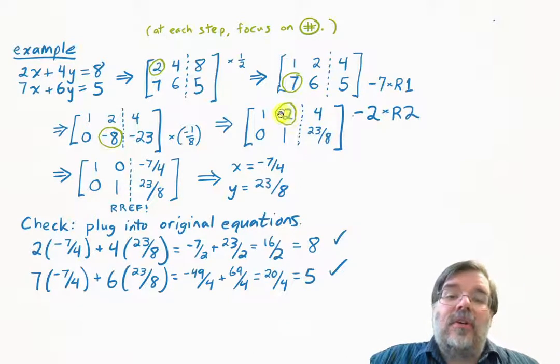Next, we're going to turn our attention to this 2 up here. I want to use this 1 we just created to zero out any numbers above and below it. So we're going to subtract a multiple of this row from this row. We can do this number, which is 2, minus 2 times the numbers in row 2.